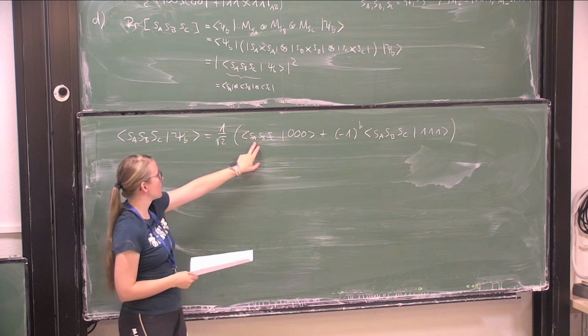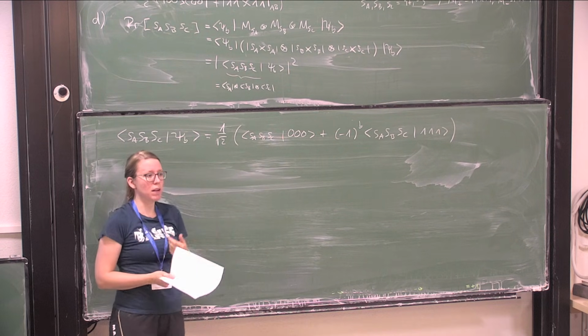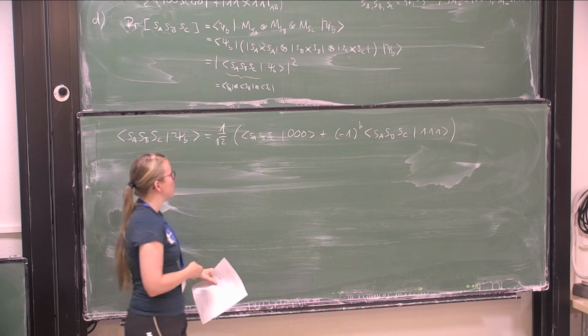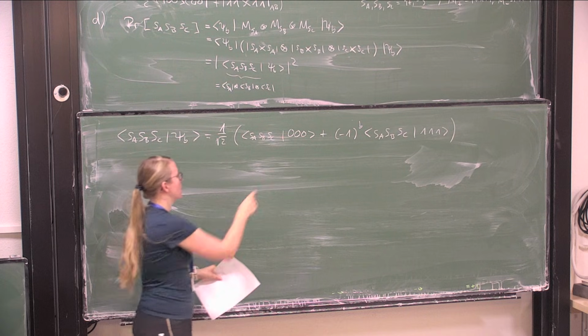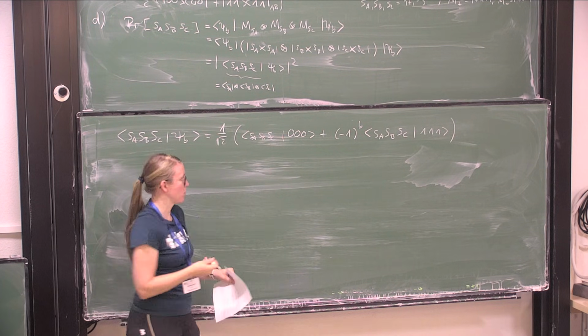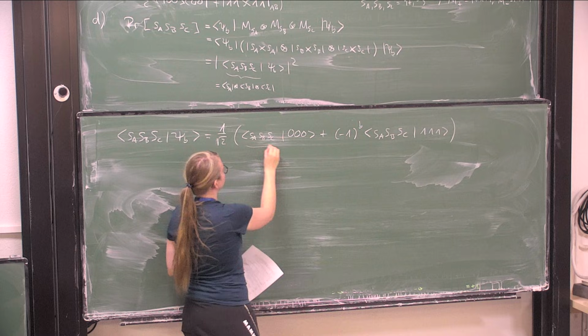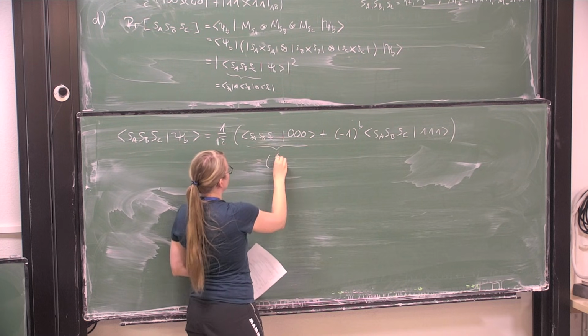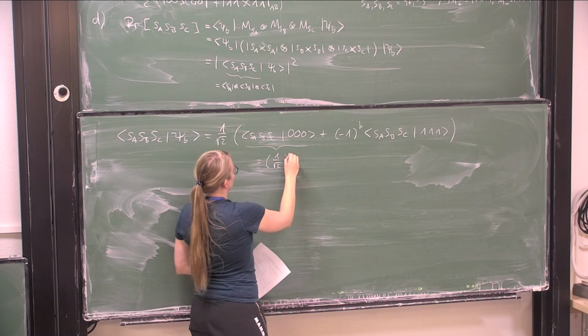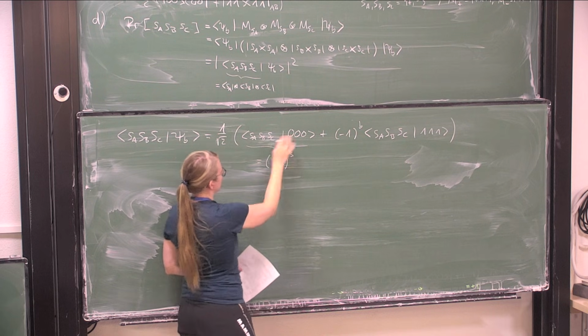Now remember that SA, SB, and SC are either plus or minus. And the scalar product between plus or minus and 0 is always 1 over square root of 2. That means here we get 1 over square root of 2 to the power of 3, so there are 3 times.